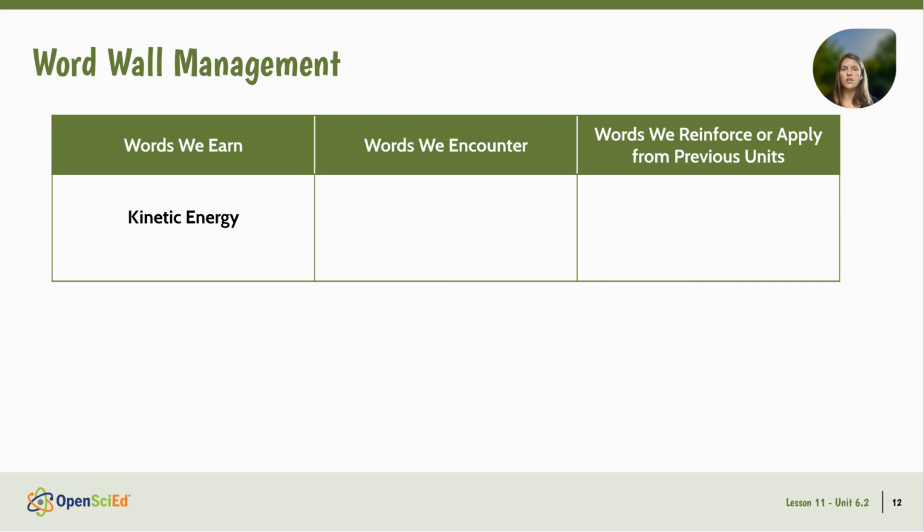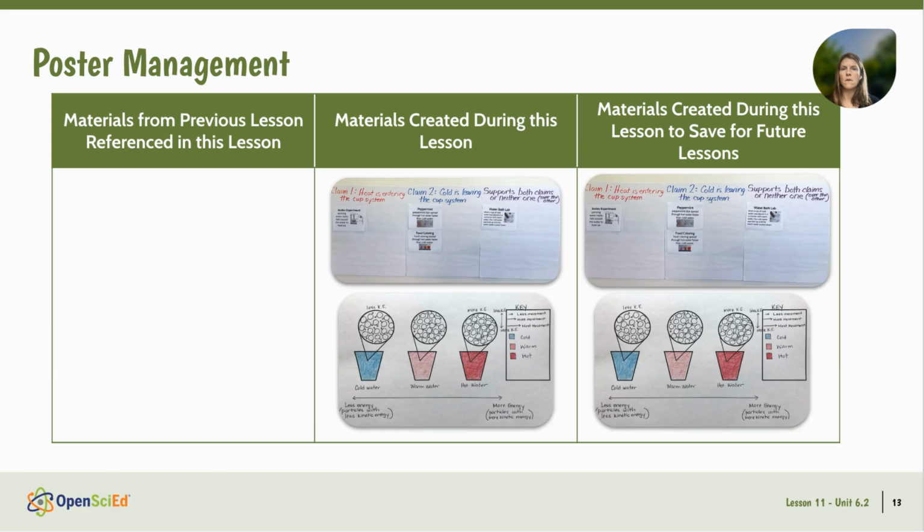So, we add kinetic energy to the word wall in this lesson. It's very important. And for poster management, the claims charts don't have to stay up. You're going to use them again. If you have a ton of space on your wall, you could keep it up, but it's not necessary. I don't have a ton of space on my walls, so I usually store them and bring them out when we need them again. The models that you added on to from last lesson, those are important. They have important things that we have figured out in the past two lessons. I put them up on the wall for the remainder of the unit.